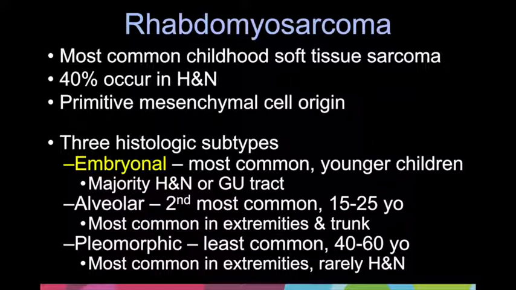Embryonal is the most common, occurs in younger children, and the majority of embryonal rhabdomyosarcomas occur in the head, neck, or GU tract. In these children, it's important to image the entire neck to rule out metastatic adenopathy, and MRI is frequently complementary to assess intracranial extension in children with parameningeal disease if, in fact, the initial imaging modality was a CT scan.